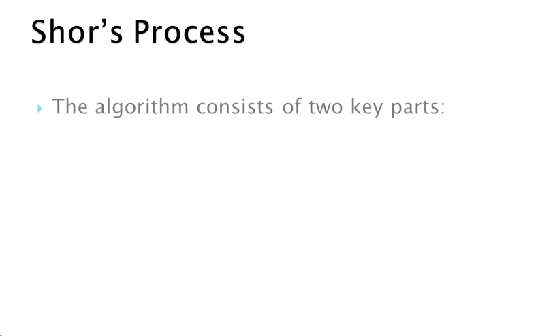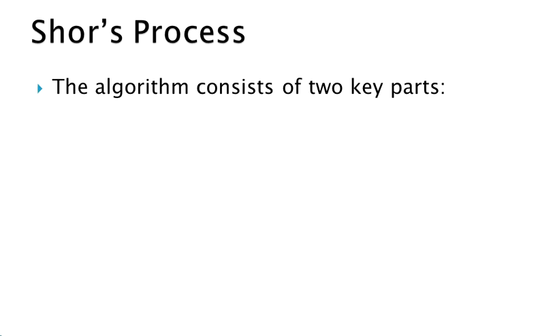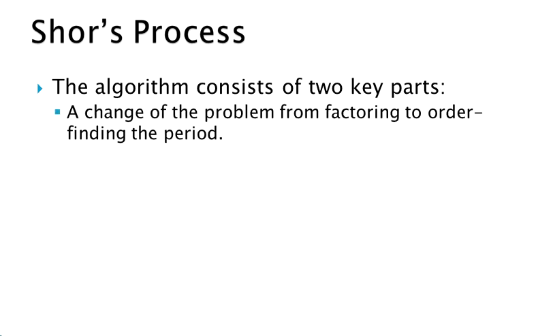Now, what is Shor's process? The algorithm consists of two parts. First is a change of the problem from factoring to order finding, finding the period. What we mean here is the conversion of the problem of factoring to the problem of finding a period. This can be done using the classical computers that we use nowadays.